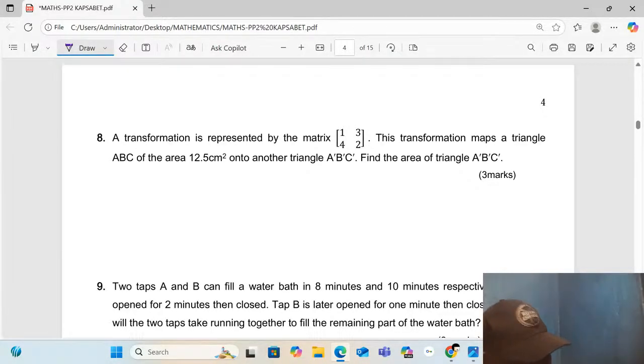A transformation is represented by the matrix (1, 3; 4, 2). This transformation maps a triangle ABC of area 12.5 square centimeters onto another triangle A prime, B prime, C prime. Find the area of the triangle A prime, B prime, C prime. So first of all, we look for the determinant of this matrix.